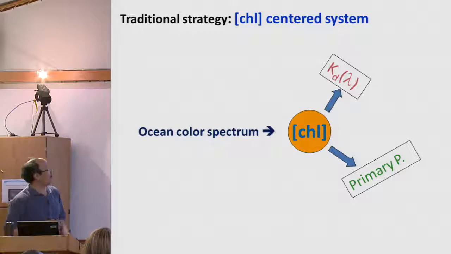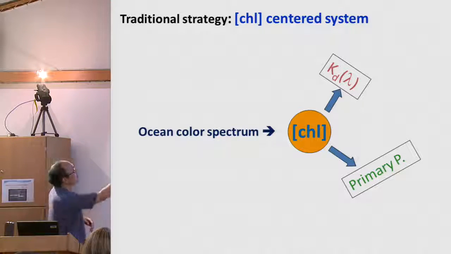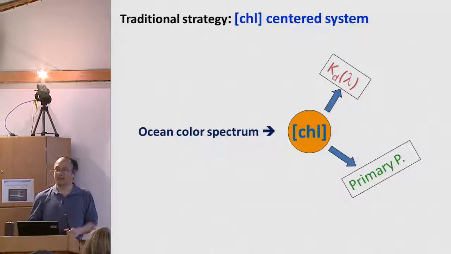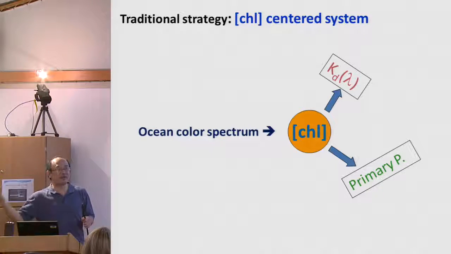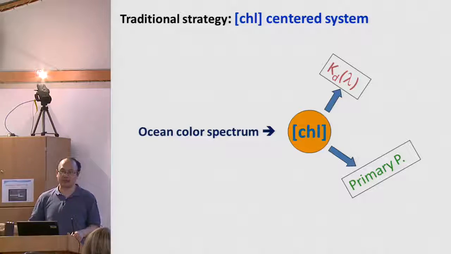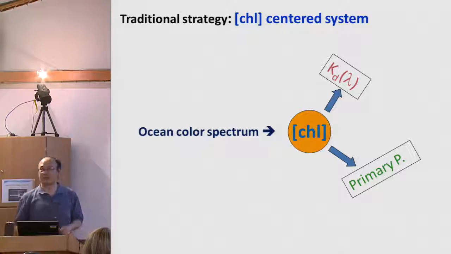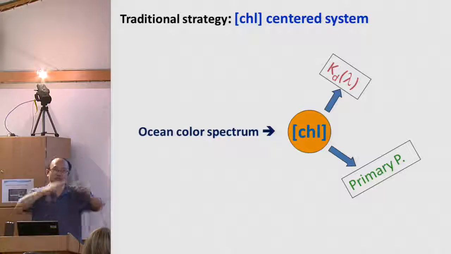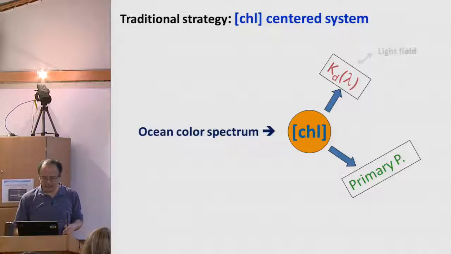So that's how, in the past many decades, ocean color remote sensing has been chlorophyll centered. Everything chlorophyll. From the ocean color spectrum, that remote sensing reflectance, we get chlorophyll. From chlorophyll, we can estimate Kd, the diffuse attenuation coefficient. Then from chlorophyll, we get primary production. So that's a system. This system is chlorophyll central. After the chlorophyll, everything is solved.